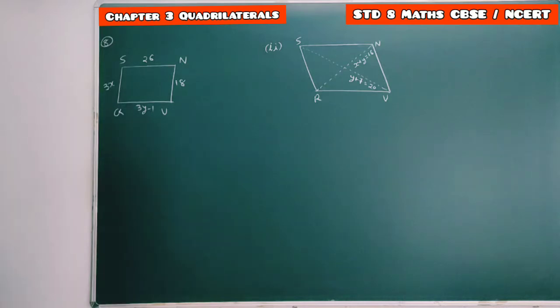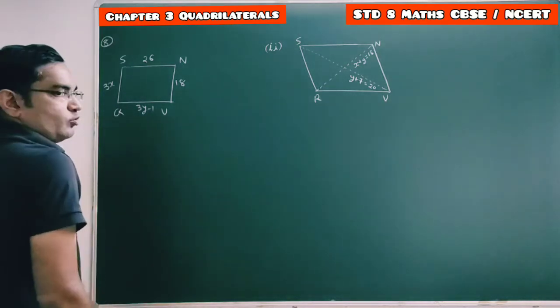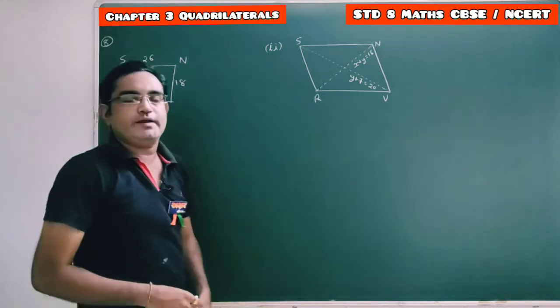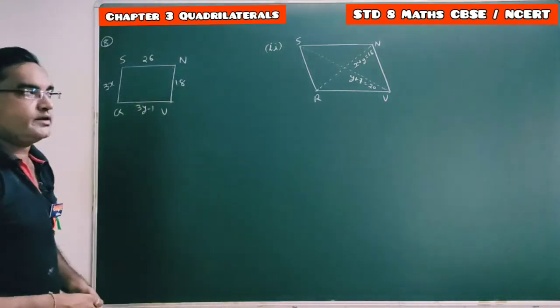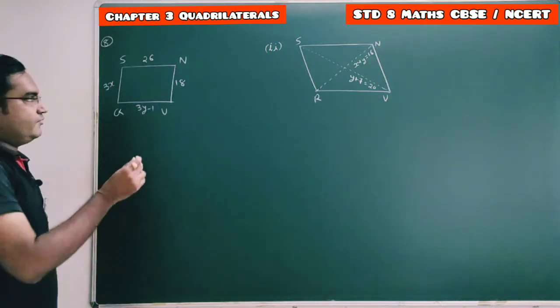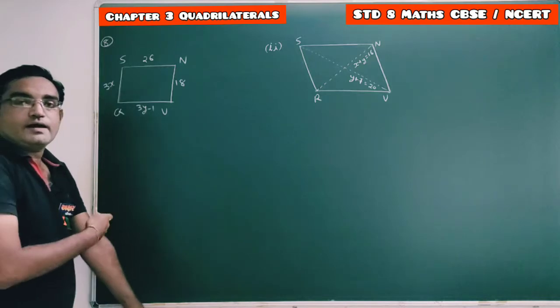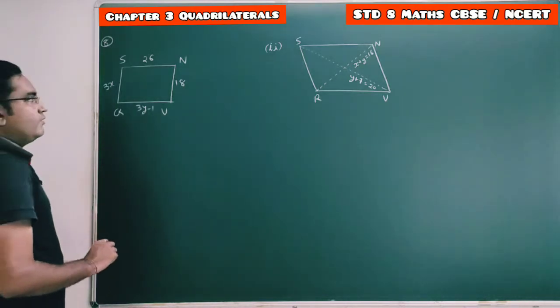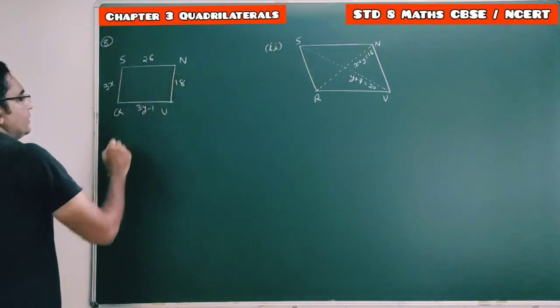Okay students, now question number 8. So here two parallelograms are given, GUNS and second part RUNS. Two parallelograms are given, and here we have to find the values of unknown x and y, and for these two sums x and y are nothing but the length. So by using the properties of parallelogram, we have to find the values of this unknown x and y.